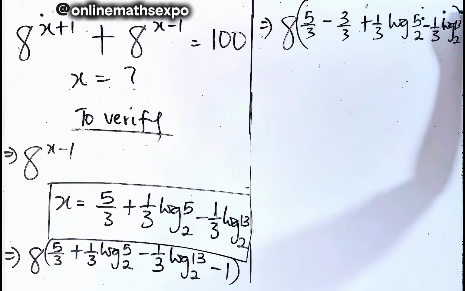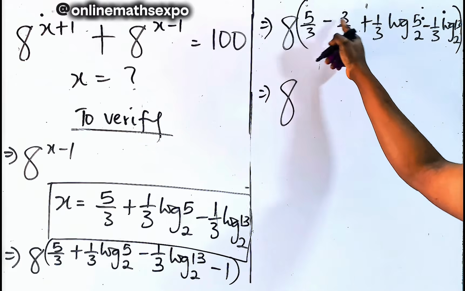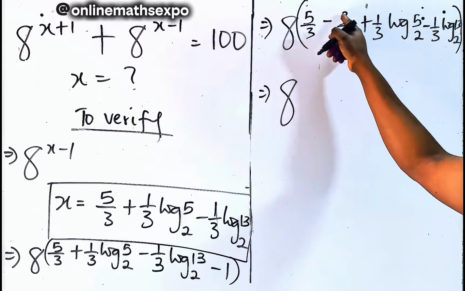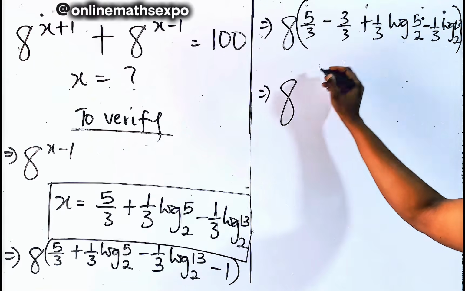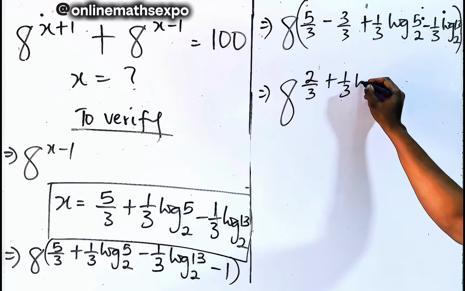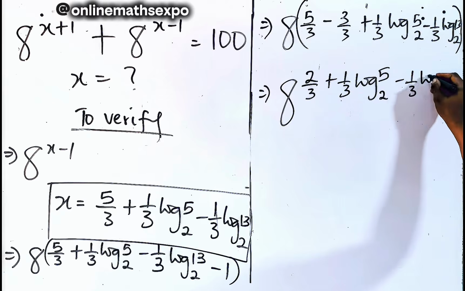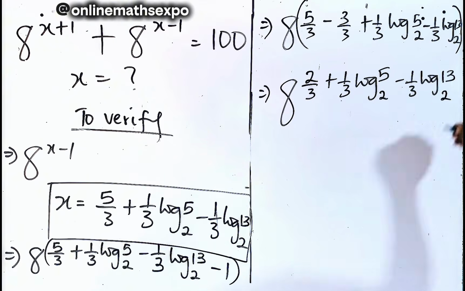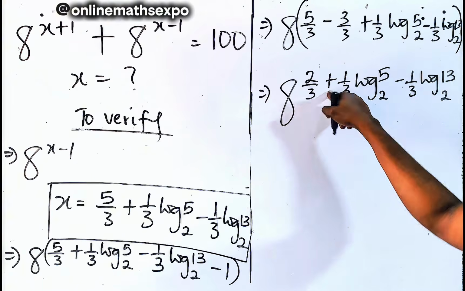So this gives us the power of x. So we keep simplifying 8. The powers, the denominators are the same, subtract the powers, they subtract the numerator. So it's going to give us 2 on 3 plus 1/3 of log 5 base 2 minus 1/3 of log 13 base 2. Remember we said addition at the power turns to multiplication.